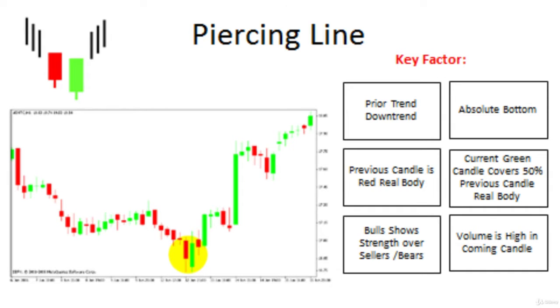As the sample chart shown on your screen, at the absolute bottom it clearly signifies the piercing line pattern. Before finalizing the piercing line pattern, we consider the important key factors. The first important key factor: there should be a prior downtrend. The piercing line pattern formation will be at absolute bottoms.